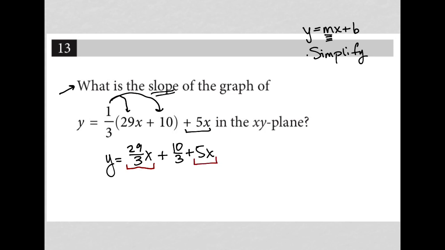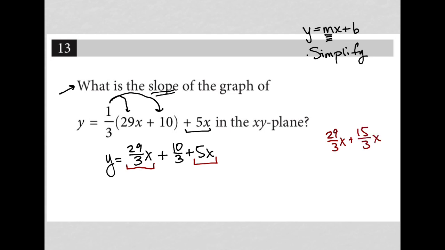I want to add those together. So I'm going to just do that over here on the side. 29 over 3x plus 5x. If I treat that like a 5 over 1x, I would need to have a common denominator in order to add those fractions together. So my 5 over 1, I could multiply by 3 on the top and the bottom there to make this 5 over 1 become a 15 over 3. So this becomes 15 thirds x.